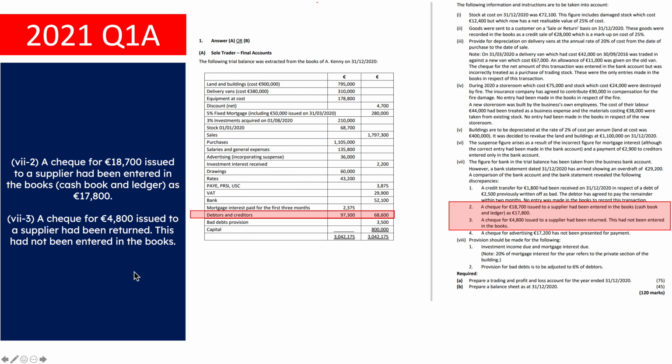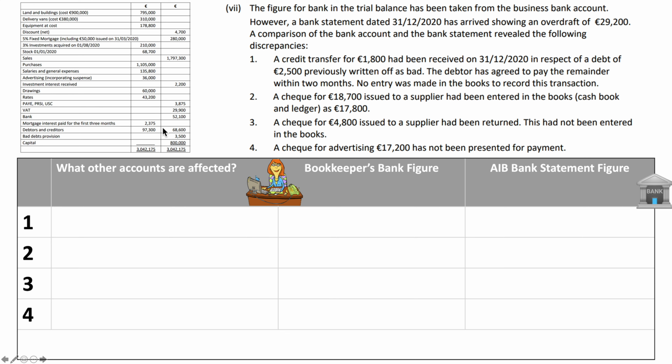Okay, so we get started. You're looking at the trial balance, you see the bookkeeper's bank figure, and you're looking at AIB's bank statement, and they said 29.2. Now this is going to be a bit lost here if you haven't looked at the bank adjustment stuff yet, but I'm just picking out the bits that relate to the creditor. If you want to see this completed, go to the bank adjustment video.